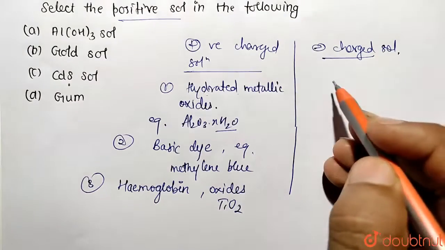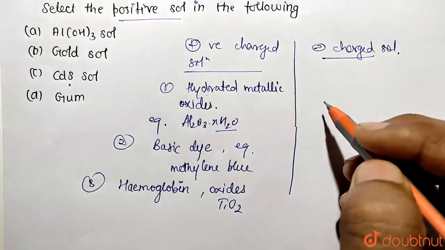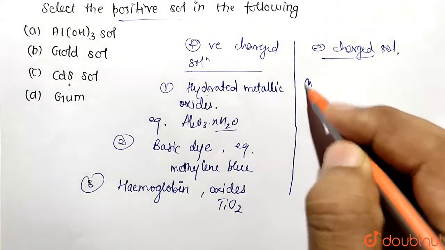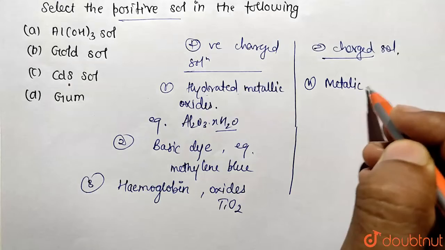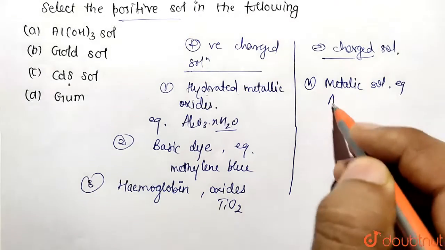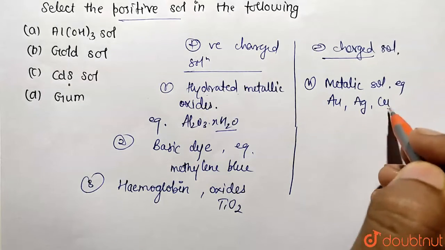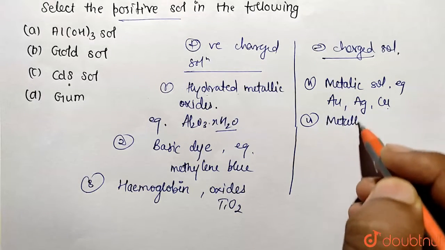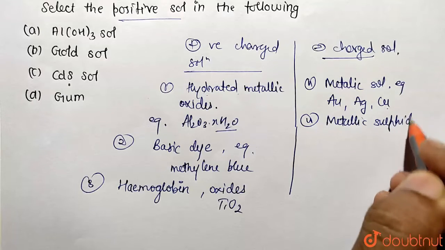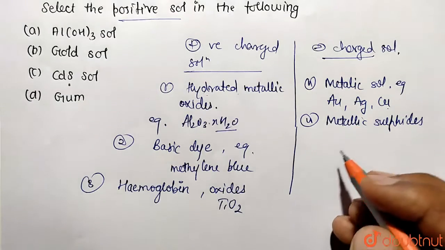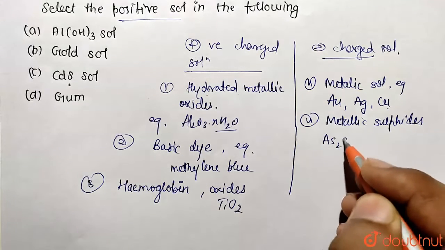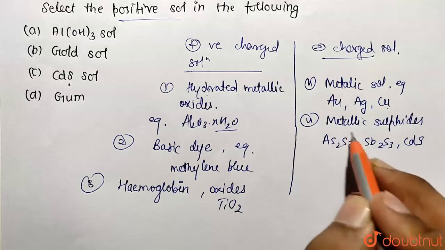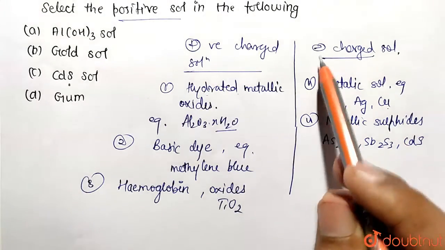Now, comparatively, negatively charged sols: all the metal sols like copper sol, gold sol, silver sol are going to be under the category of negatively charged sols. So I'm writing metallic sols; examples are gold sol, silver sol, copper sol, and they will be negatively charged. Secondly, all the metallic sulfide sols are in the negatively charged sols category. For example, we can take arsenic sulfide, antimony sulfide, CdS. All these metallic sulfide sols are going to be negatively charged.